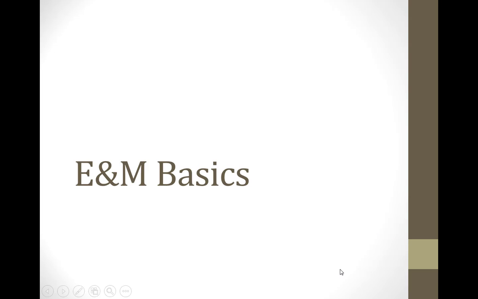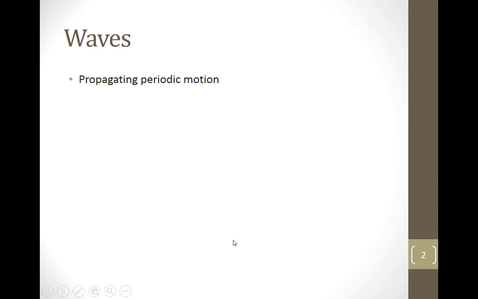In this lecture, we're going to go over the basics of electromagnetic waves. So to begin, we first need to understand and get on the same basic ground with what is a wave. A wave is a propagating periodic motion. Propagate is a fancy way of saying it's something that moves through space or time. Periodic means it's got a repetition to it. And motion, again, goes back to the fact that it moves.